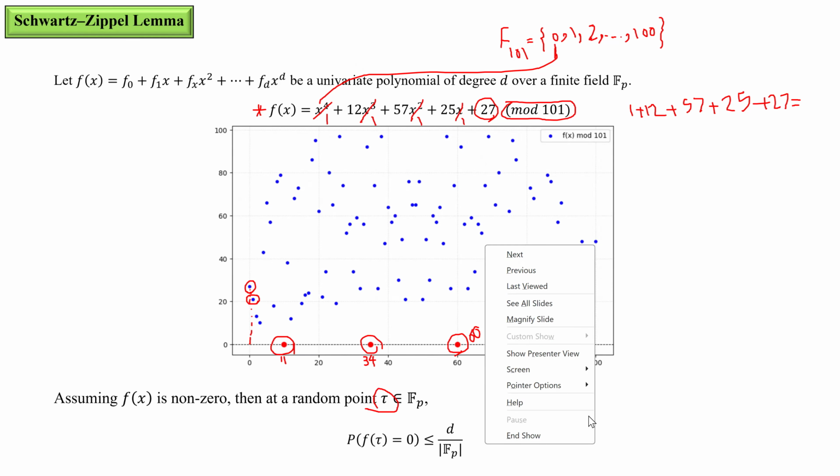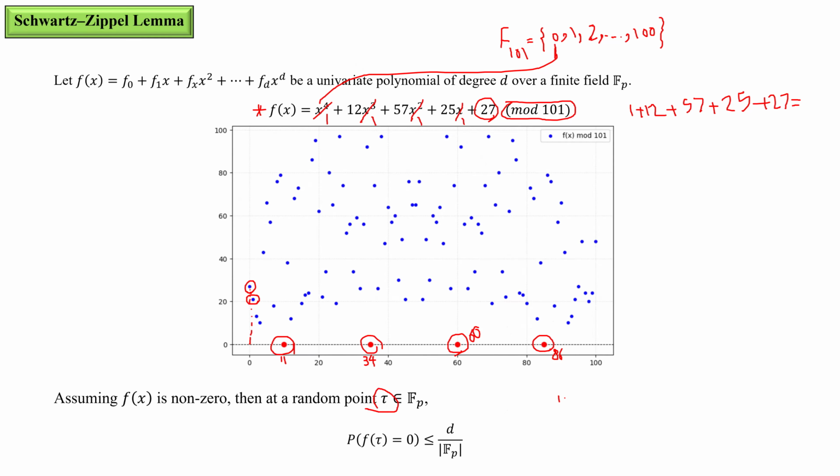So the number of zeros equals the degree of the polynomial, right? So here the degree of the polynomial is 4, and the number of zeros equals 4.